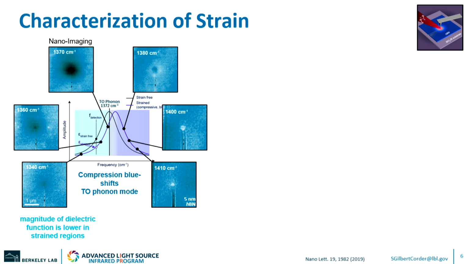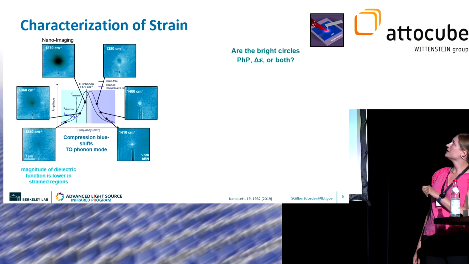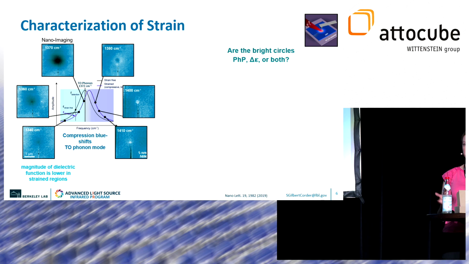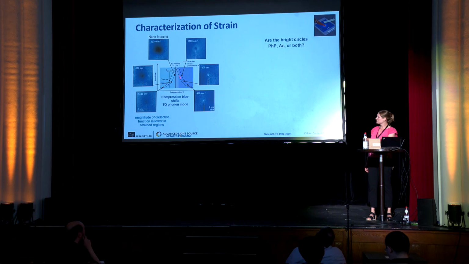And then when we move to the other side of the tuning curve, something interesting happens. It's still a little bit dark there and then some bright spots. And it wasn't immediately obvious at this point if these bright circles are phonon polaritons, if they're just a simple change in the dielectric function, as this plot might suggest, or if it's some combination of both.